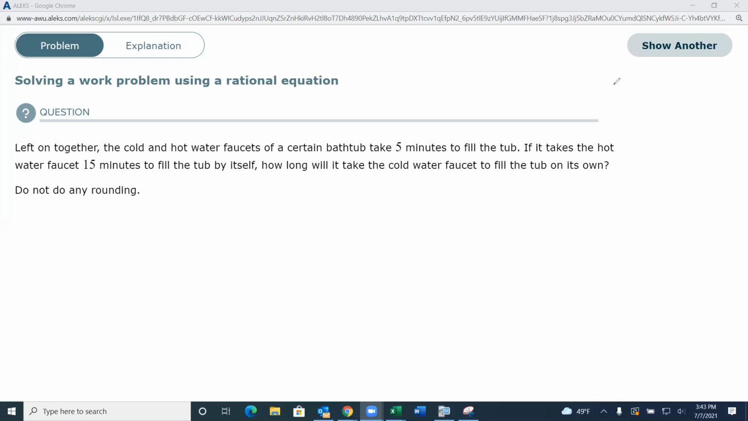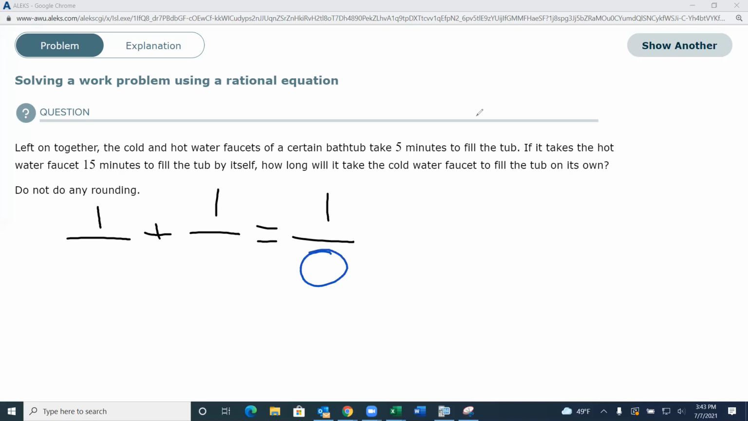Now, on these problems, you always start off the same way. 1 over something plus 1 over something equals 1 over something. So what are these 3 blanks?